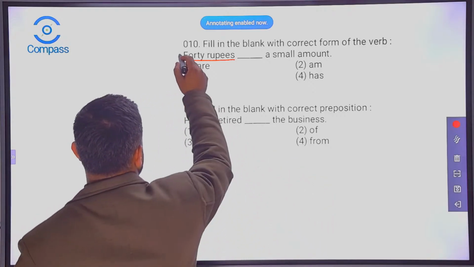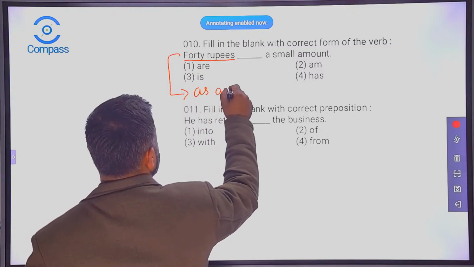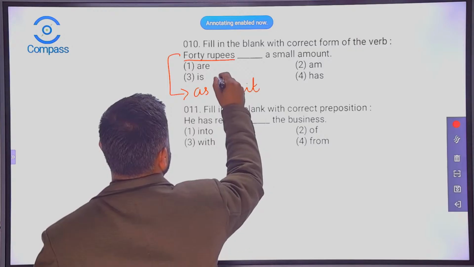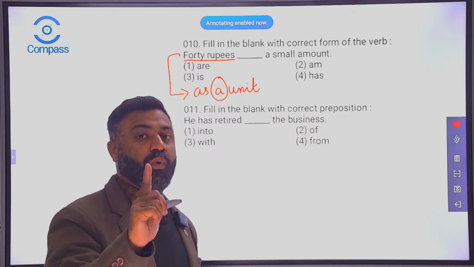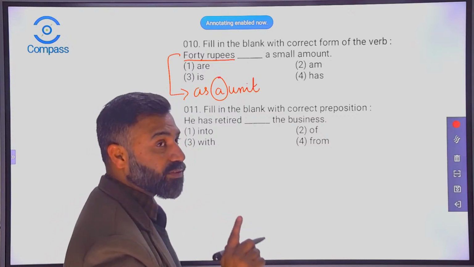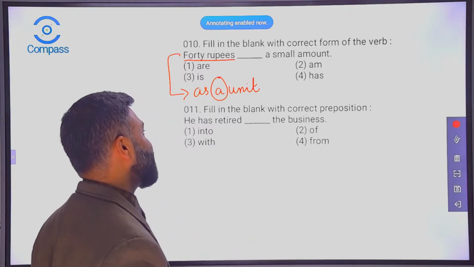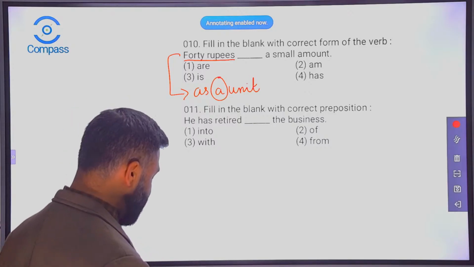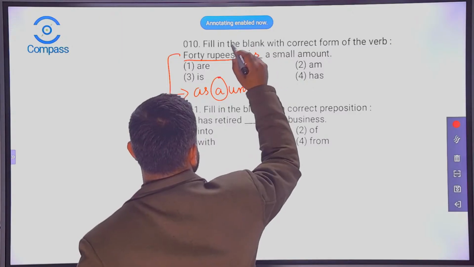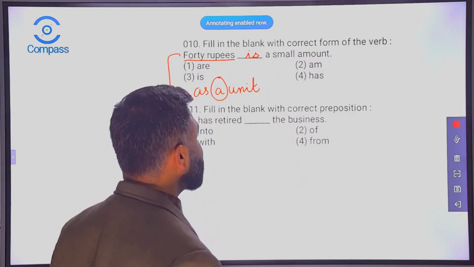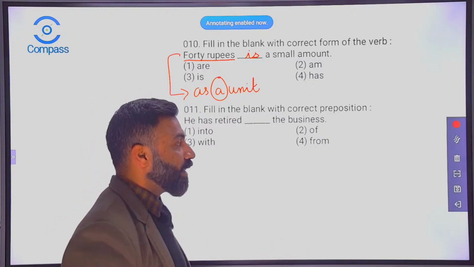but I want you to understand that it is used here as a unit. Children, I said a unit, 1 unit. 40 rupees is used here as 1 unit, a unit. So that's why we are going to use the singular verb with this. Okay, 40 rupees. What do you think? What should be the right answer? So is the right answer. 40 rupees is a small amount, not has, not are, but it has to be is. Is the right answer.